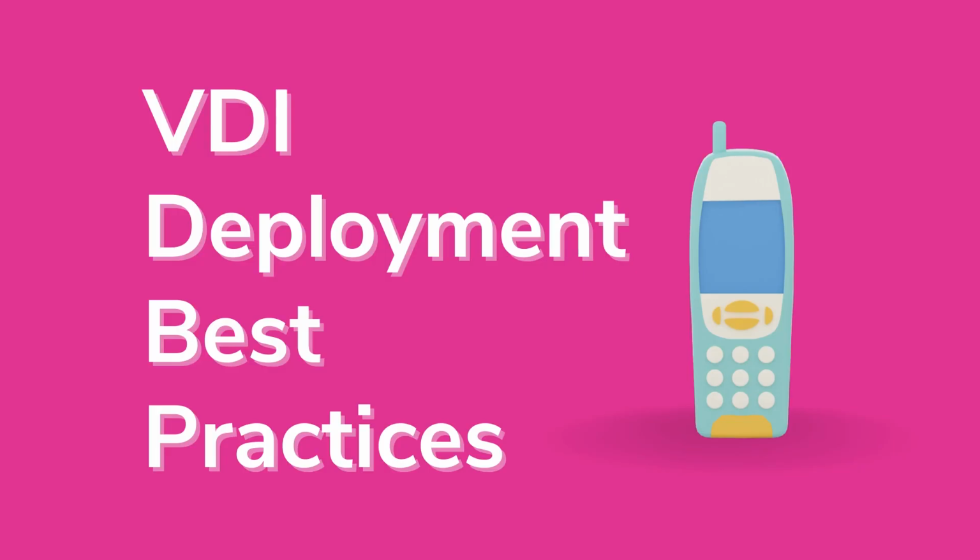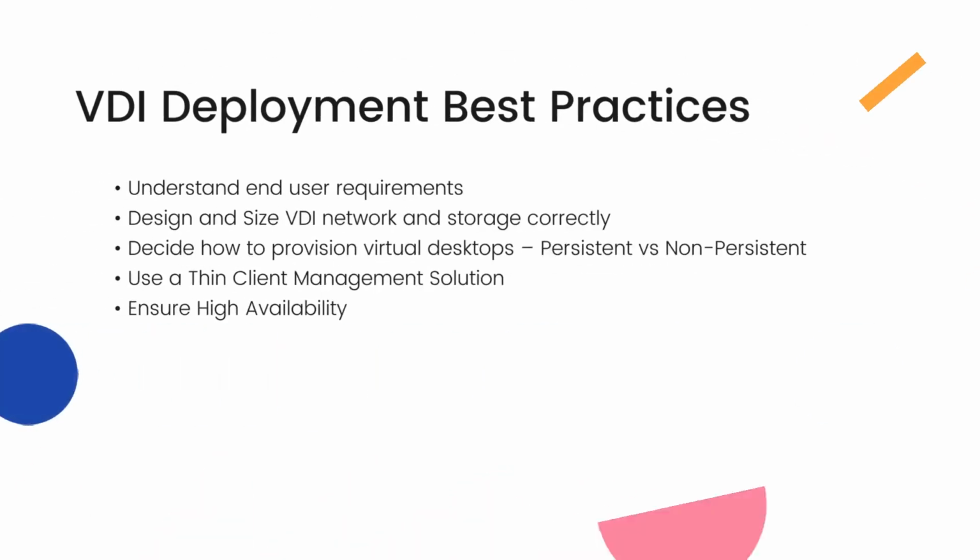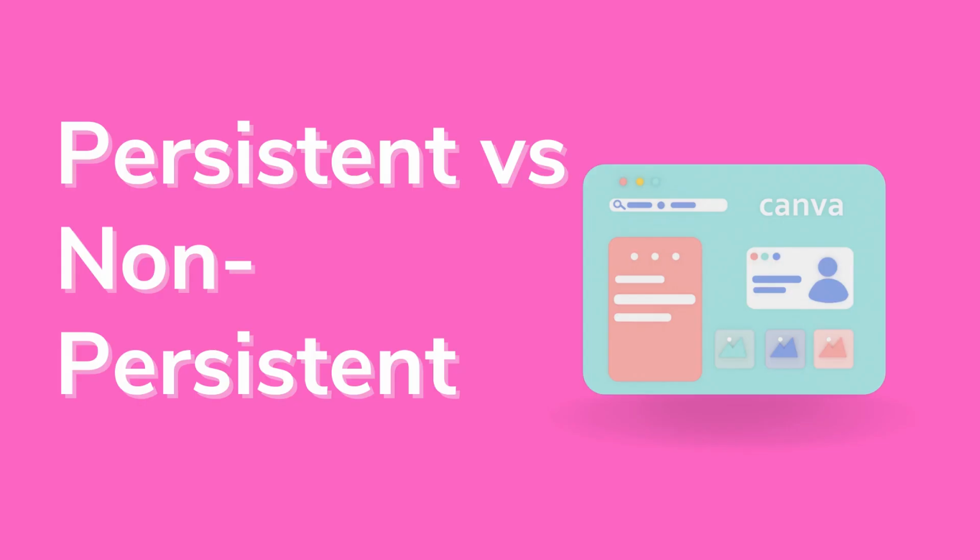VDI deployment best practice. There are various recommended practices to follow while implementing a VDI infrastructure. In order to ensure a successful VDI implementation, these include: recognize the needs of the end user, use a thin client management solution, and ensure high availability for the end user.